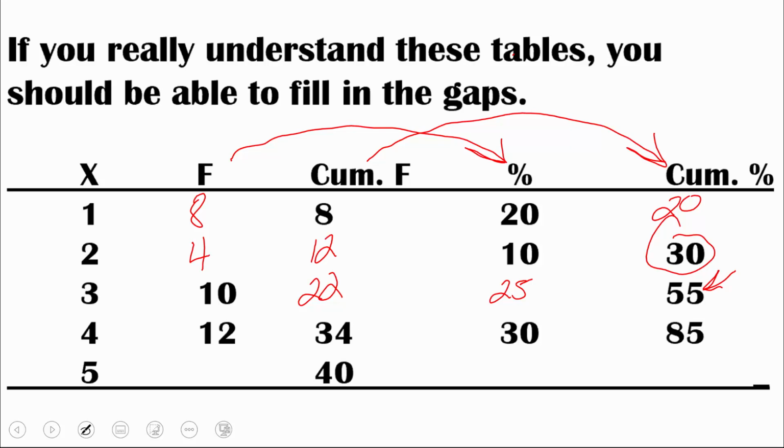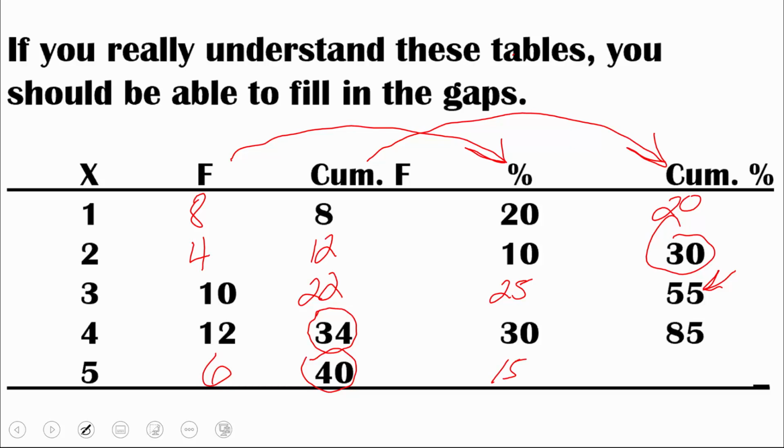The next piece of the puzzle that we need to find is the frequency or number of students who earned a 5. Do you see right here it shows us that 34 students earned a 4 or less? And then right here it says 40 students earned a 5 or less. Well, where do those 6 students come from? It's those 6 students who earned a 5. If 6 students earned a 5, we could take 6 and divide that by 40 to find the percentage. That equals 0.15 or 15%.